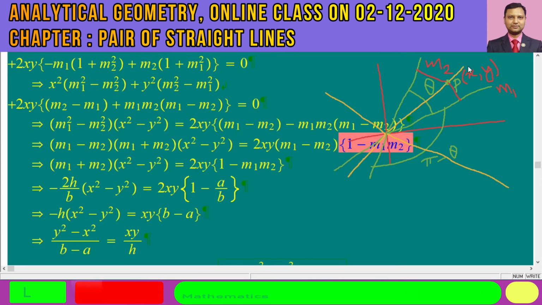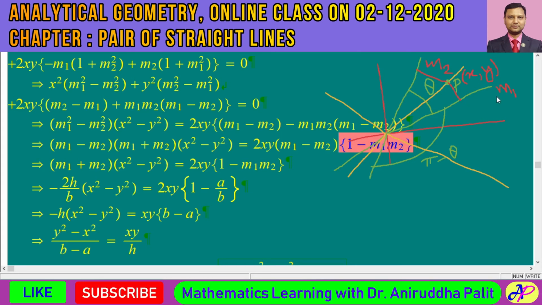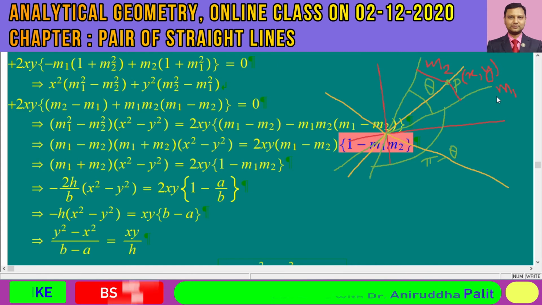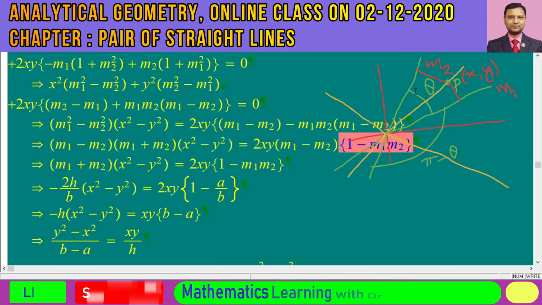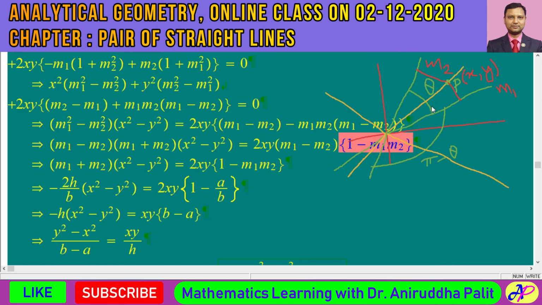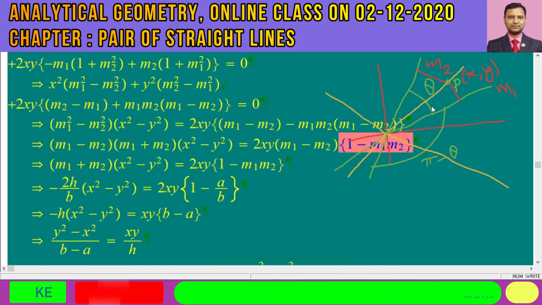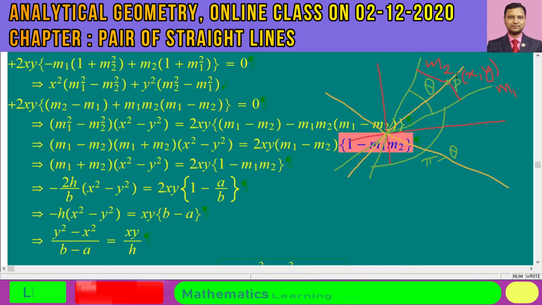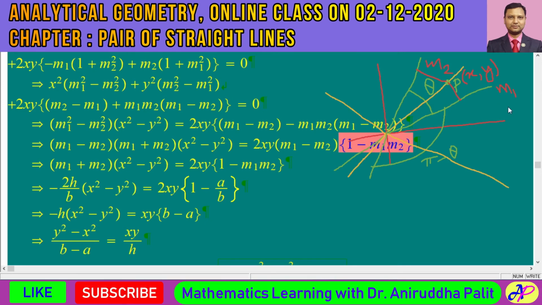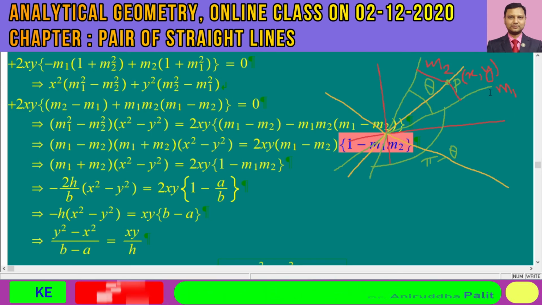So if m1 becomes equal to m2, I am repeating this one, in that case no such positive angle would be possible. Theta would be equal to 0. And if theta becomes equal to 0, then the question of bisector would never come. So if we want to find out the bisector, it is obvious that m1 and m2 must be different.